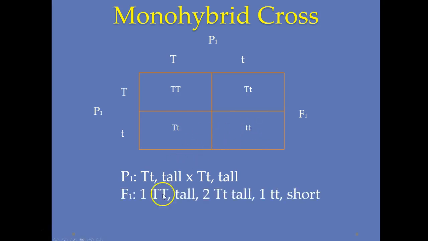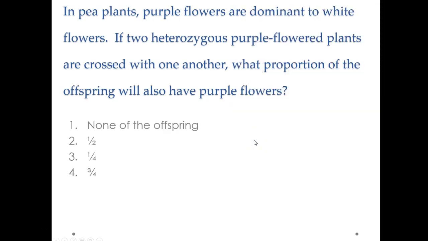When we're looking at our predicted offspring, we have individuals who are 3 tall individuals to 1 short individual, or you could also look at it as 1 homozygous dominant to 2 heterozygotes to 1 homozygous recessive. So these are ratios that we use then to sort of describe our offspring.